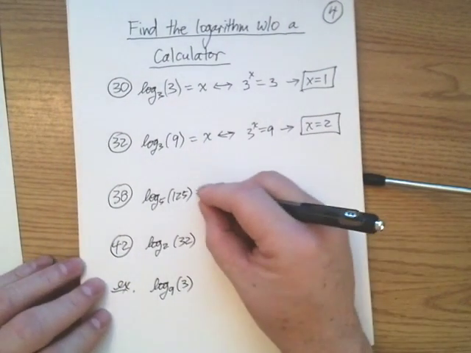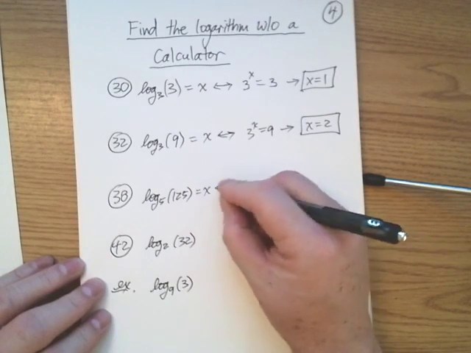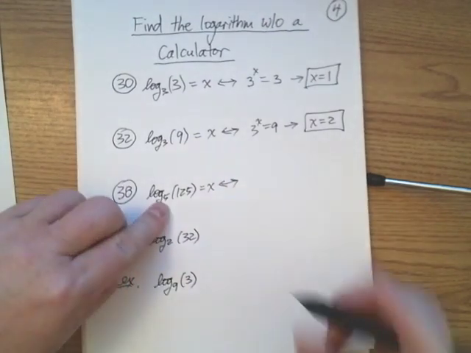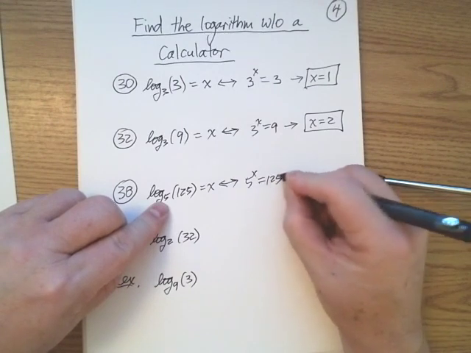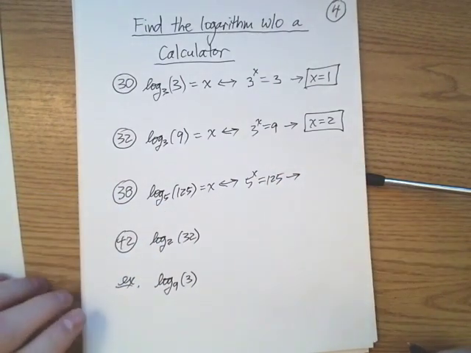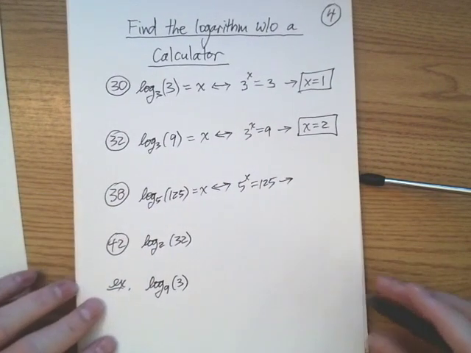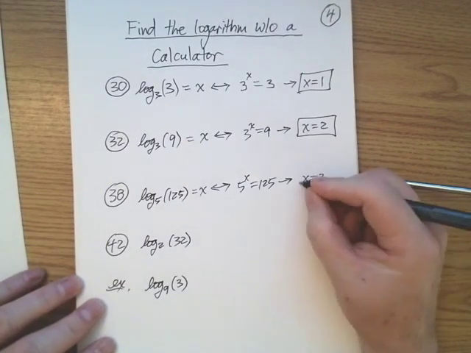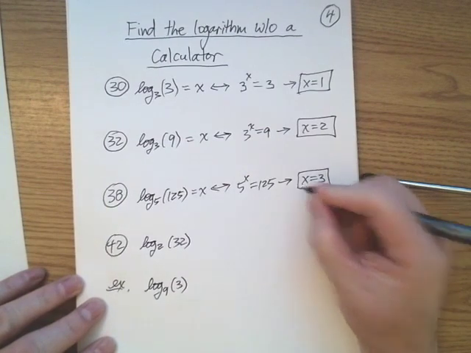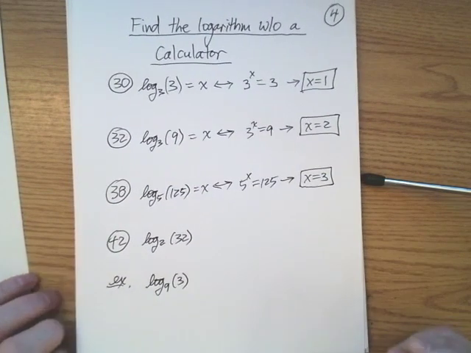How about this one? Okay, this is equivalent as what? The base is 5, so it's 5 to the x power is 125. How many times do I have to multiply 5 by itself to get 125? The answer is 3. 5 to the third power, or 5 cubed, is 125.